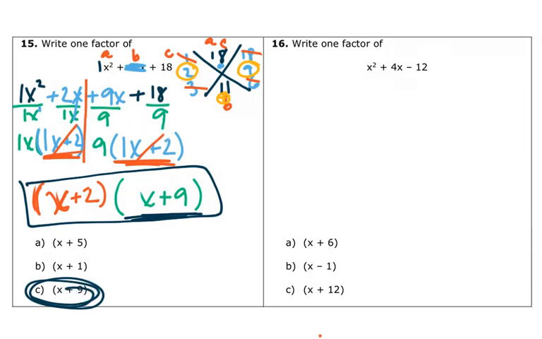Try the same thing with 16. Again, there's no shortcut here, so we have to do A, B, C. Draw your X, A times C on the top, B on the bottom, factor by grouping. We have no choice in number 16 but to factor by grouping. When you're ready, let's take a look at the next set.